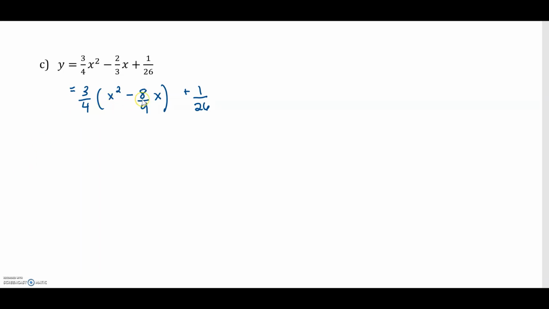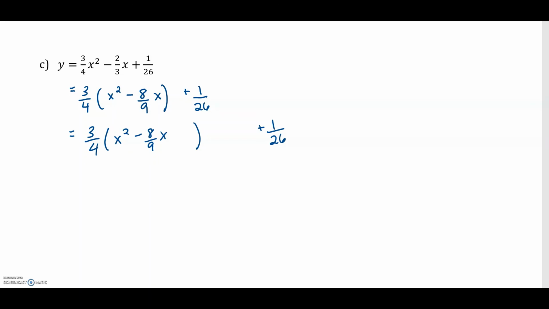Just as a reminder, in order to arrive at the negative 8 over 9, we took negative 2/3 and divided by 3/4. You can confirm if this is correct by expanding the 3/4 back into the brackets, multiplying the fractions, and simplifying, and you'll get back to negative 2/3. Okay, now we must figure out how to make this a perfect square trinomial. So what do we need to add in there? We have x squared minus 8 over 9x. We must add something in, balance it out again, and then add the 1 over 26.